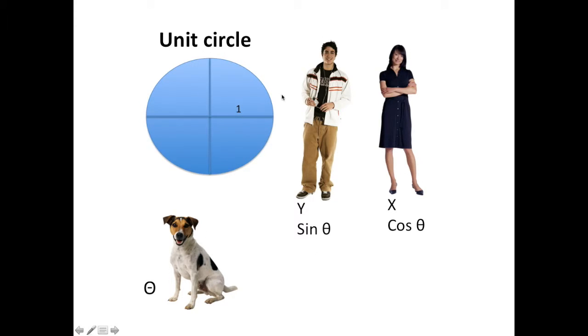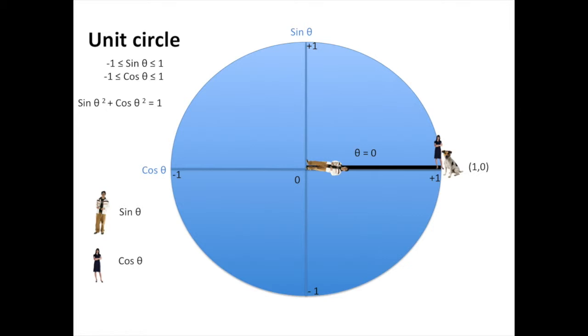So when this dog goes around the circle, passing 4/4 of the unit circle, we can see how cosine and sine of theta change with the change of the value of theta. Here you can see the dog standing at his initial position, and in a unit circle the initial position is at theta equal to 0, and the x coordinate of the dog is 1 and the y coordinate is 0. So this woman is standing at x = 1 and the man is standing at y = 0.